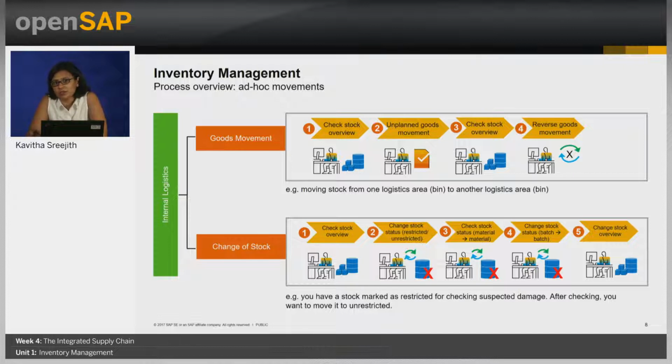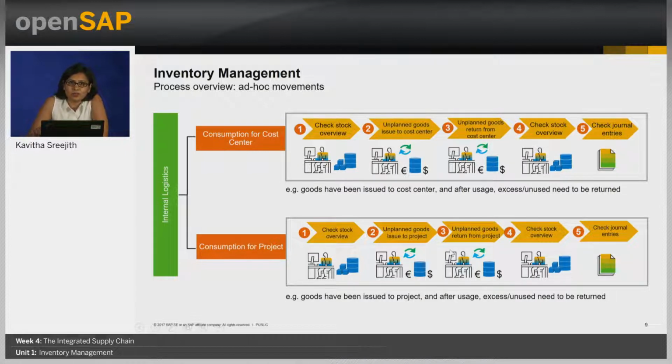The other options that are available with change of stock are setting and removing of inspection stock, also moving the stock from identified stock to another identified stock. Identified stock is also known as a batch.